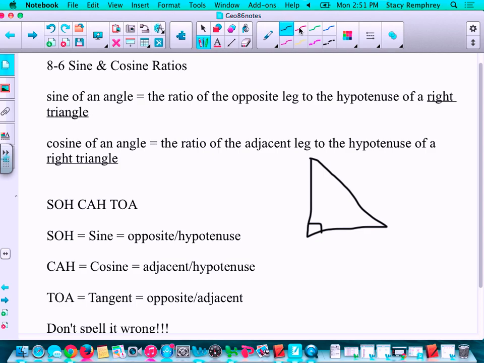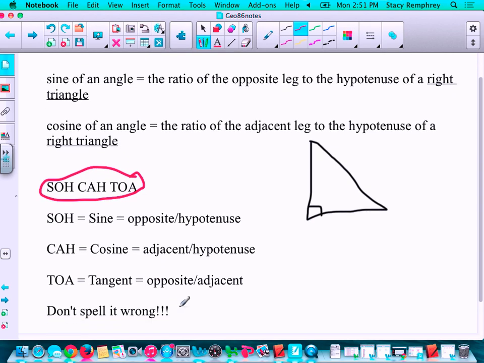So you've probably heard this before, maybe SOHCAHTOA. That's a way that people remember that sine is the ratio of opposite to hypotenuse, cosine is the ratio of adjacent to hypotenuse, and tangent is the ratio of opposite to adjacent.